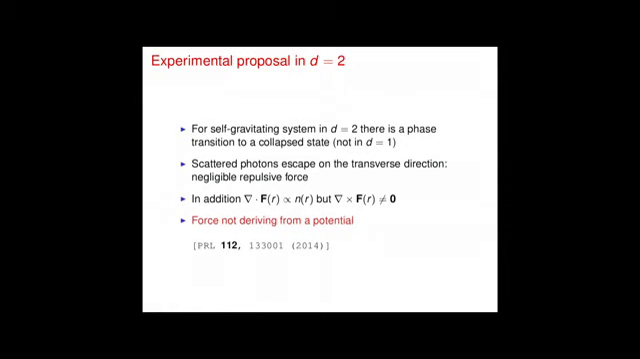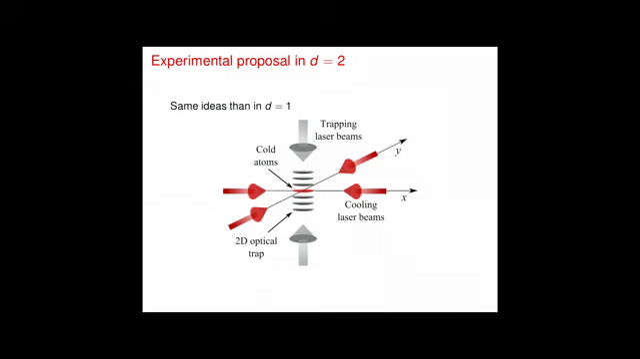So here, you will see that there are quite a lot of theoretical difficulties. And this has been published in this work in PRL. So the idea is, the experimental setup is more or less the same as the previous one. Instead of having only two lasers, we have four lasers. And this is a trapping beam, which makes the distribution of atoms quasi two-dimensional.